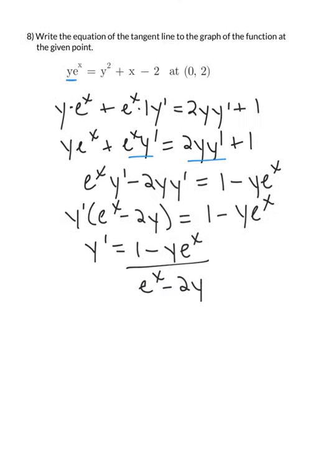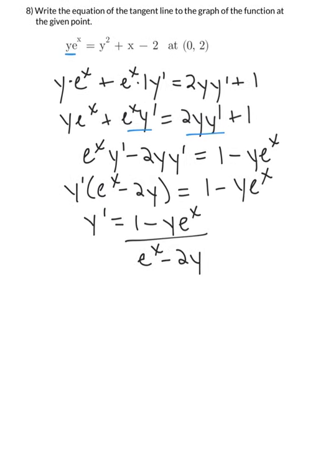Now that we know the derivative, we need to find the slope of the tangent line. And remember that the derivative is the formula for slope of the tangent. So we need to put the point 0, 2 into our derivative.